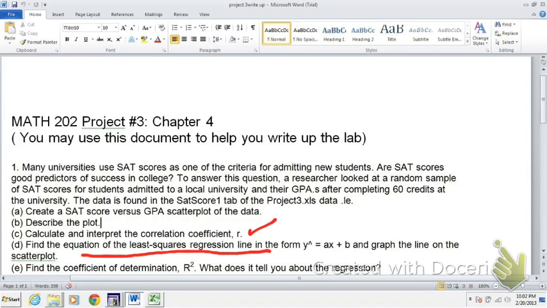Part D, find the equation of the least squares regression line in the form that basically says y hat equals ax plus b. And it says, and graph the line on the scatter plot. Well, luckily, when you use the Megastat add-in like that, it does it for you, as you just saw.